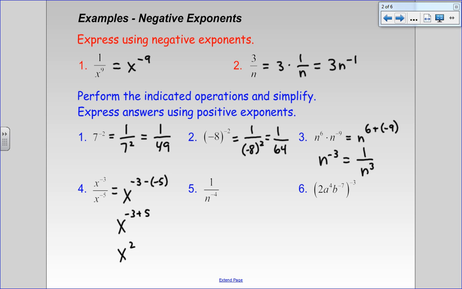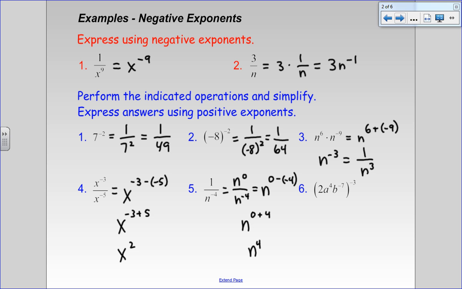Problem 5, 1 over n to the negative 4th, can be simplified a bit more easily if we remember that 1 is equivalent to n to the 0 power. And now we can use the quotient rule to write n to the power of 0 minus negative 4. This is n to the power of 0 plus 4, or more simply, n to the 4th power.